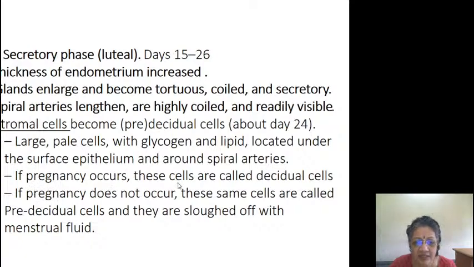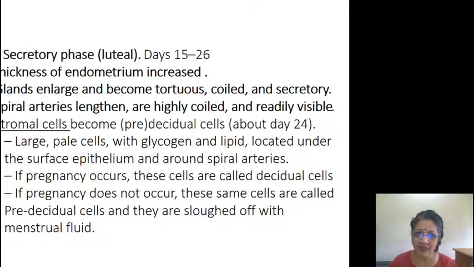If pregnancy occurs, then we call them decidual cells and they become more prominent. If pregnancy does not occur, the same cells continue to be called predecidual, and they are sloughed off with the menstrual fluid because they are in the functionalis layer. They are right under the surface. They will be lost. So the extra thing which is noticeable in secretory phase, apart from thickness of endometrium, enlargement of glands, corkscrewing of the spiral arteries, is stromal cells which have become very dominant and large and filled with glycogen.